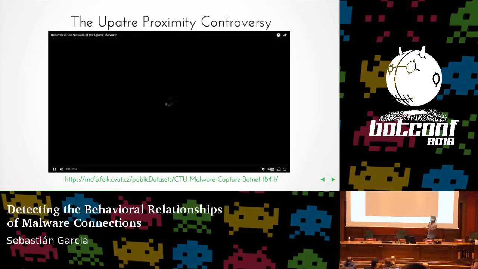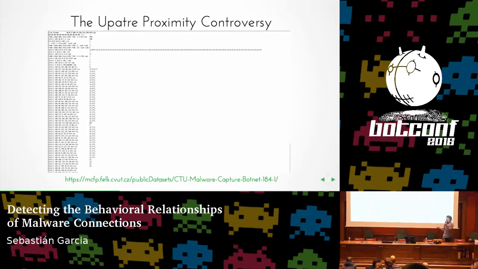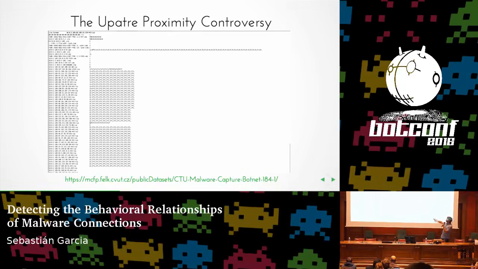It's like, hey, maybe we are looking too closely at the data. These are the letters from the Upatre botnet. And you can see that even if you don't look at the letters, it doesn't matter. You can see that there is the same behavior in each connection. It's very similar. This means that there are a lot of connections to different IPs and ports, that they are doing something, but especially they are all doing the same type of behavior.